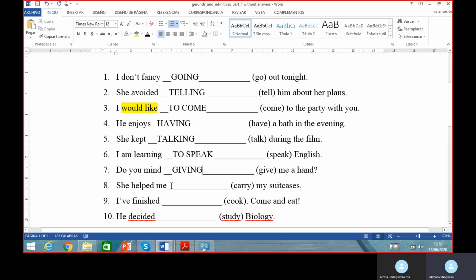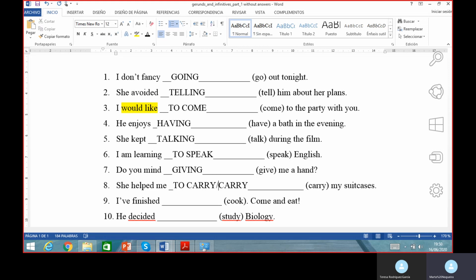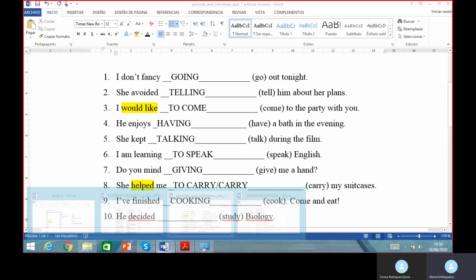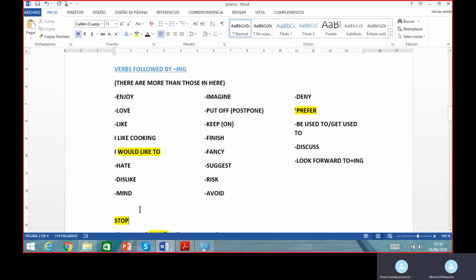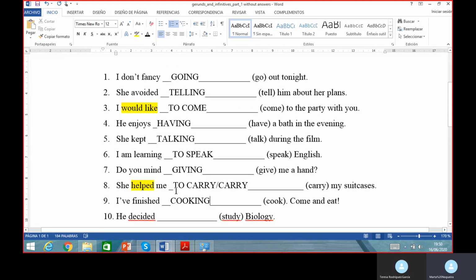8, she helped me to carry. In this case, which is an exception, you could say carry without to, because help is followed by to or without to. But both are correct. 9, I finished cooking. I don't know if finished is in the list. Yes. 10, he decided to study biology.